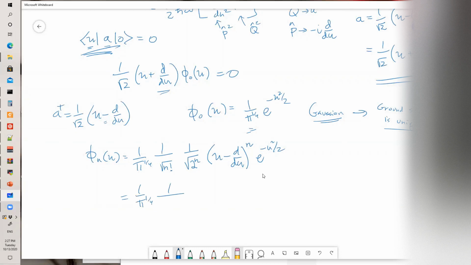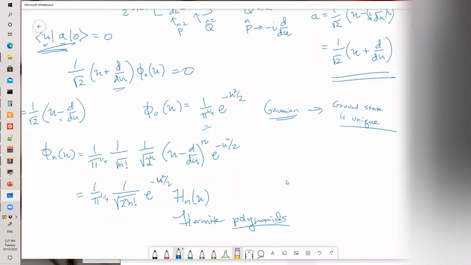So if you work it out, what you get is this factor out front, square root of 2 to the n factorial. You get the Gaussian bit again because the derivative of a Gaussian is just a Gaussian, and u times a Gaussian is a Gaussian, so it just comes out. And out here you get something called the Hermite polynomials. I guess that takes me to the end of our time here, but this is the general form of the wave function for the excited states of the harmonic oscillator.